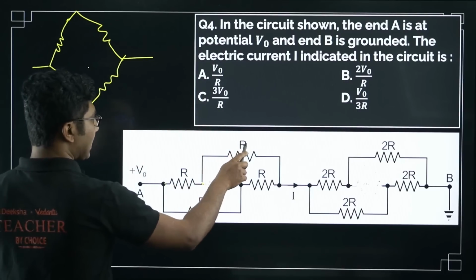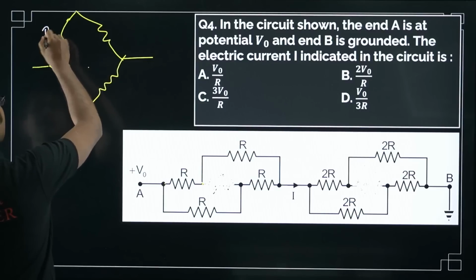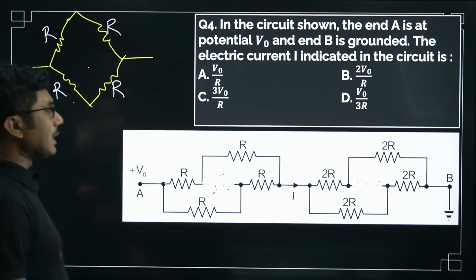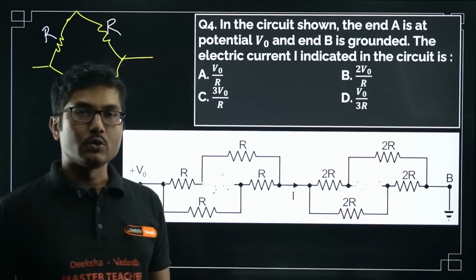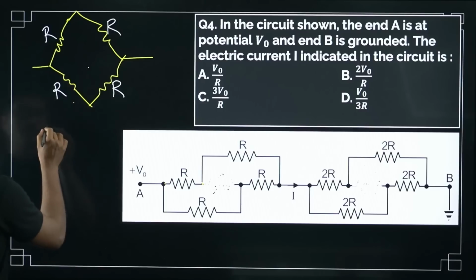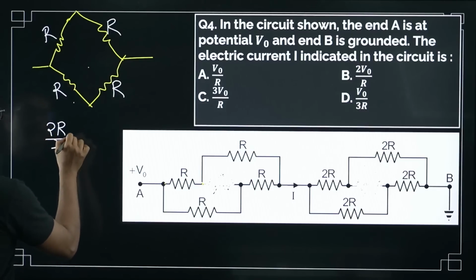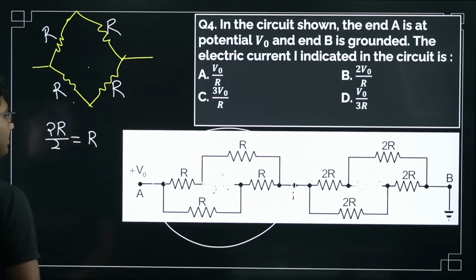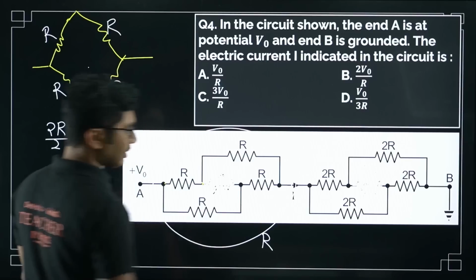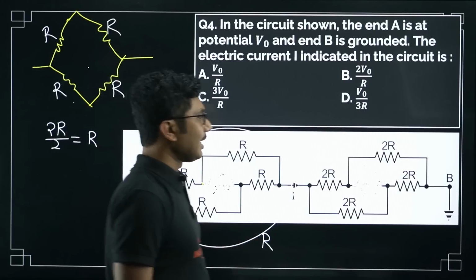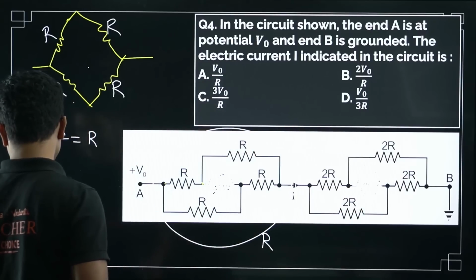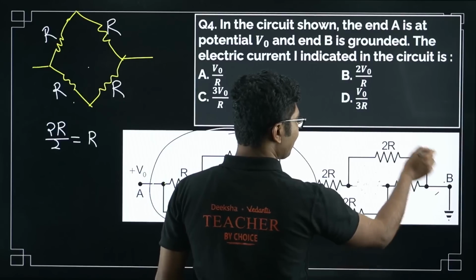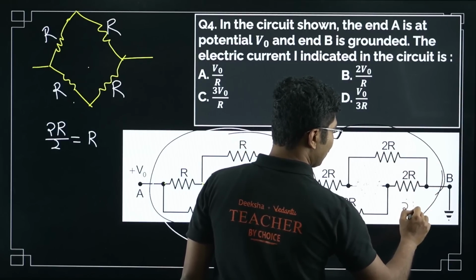So R plus R is 2R. Again another R and R, they are also in series, 2R. What is the equivalent resistance of 2R and 2R in parallel? The equivalent resistance of two 2Rs in parallel is equal to R. So the entire resistance of this part of the circuit is basically R, right? Now if this entire portion is R, then this entire portion will be 2R.